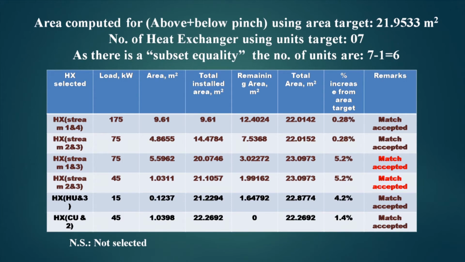In the second match, which was between stream number 2 and 3, which was heat exchanger number 2, the load of the heat exchanger was 75 and the area was 4.8655. This was computed, or this can be taken from the other menus, like I will show you here.